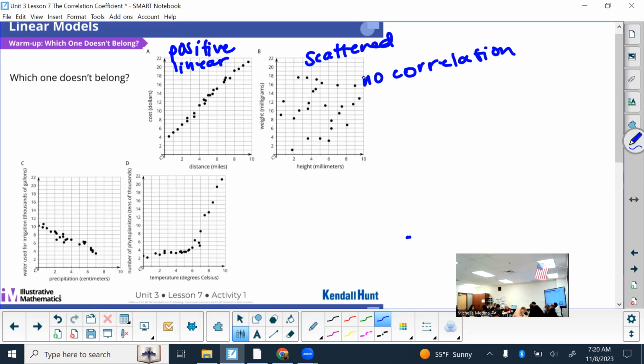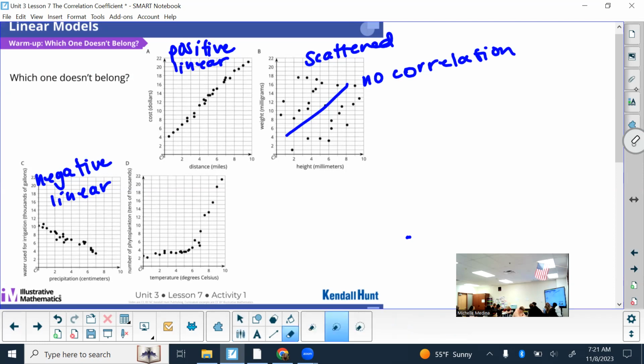Okay, Keegan, why do you think C doesn't belong? Okay, I agree with that. I would even say it's probably the only negative one anyway. We said no correlation, but if I had to draw a trend line, I'd probably draw it looking like that, even though they're way far from it. But anyway, in the bottom left one, on my screen at least, C for you, it is the only one trending downward.